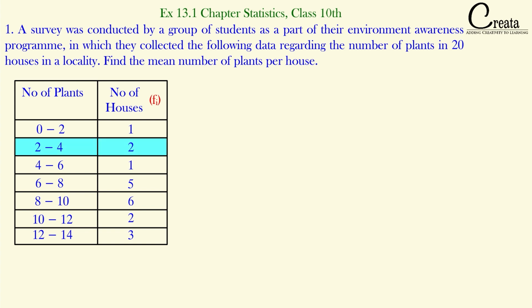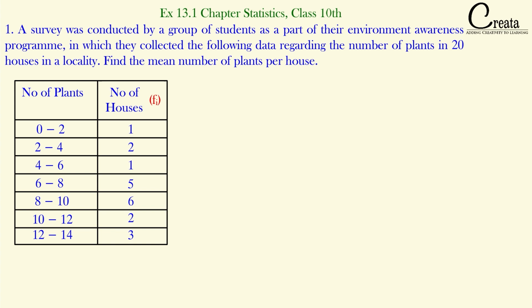For example, in this case, two houses have plants in the range of 2 to 4. That is the observation, it is repeating 2 times. That is, 2 houses have a number of plants in the range of 2 to 4. Got it? So we got fi, that is the number of houses.